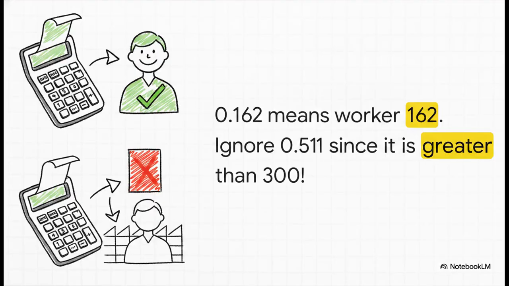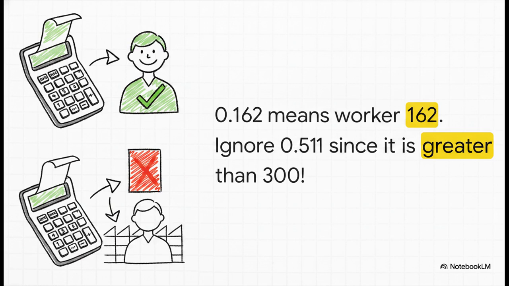The absolutely crucial point here is knowing exactly what to do with the wild numbers the calculator might throw at you. If 0.162 pops up, you ignore the decimal, and worker 162 is officially drafted into your sample. Perfect. But what if 0.511 appears? Well, you have to exclude it. Why? Because 511 is way greater than our total factory population of 300. You obviously can't survey a worker who doesn't exist.